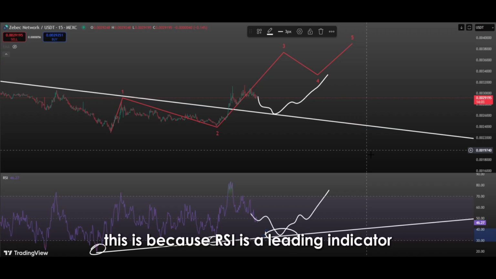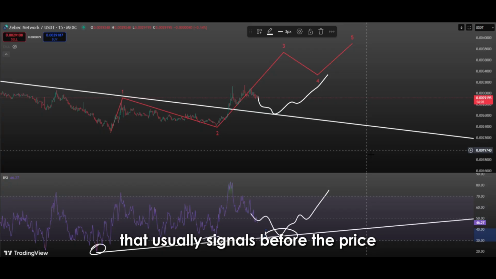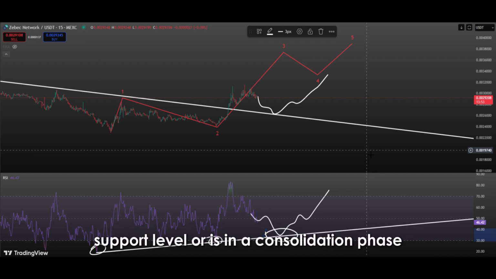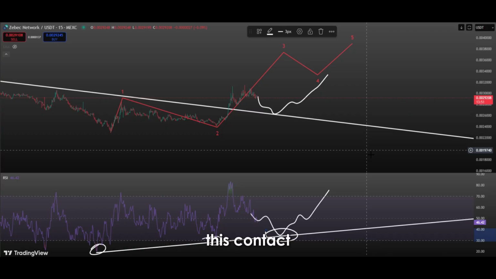This is because RSI is a leading indicator that usually signals before the price. In this context, the RSI's contact with this rising trend line could also mean that the price has touched a technical support level or is in a consolidation phase. This contact often creates a reaction zone for the price and opens up the possibility of the start of a new wave of buying. RSI should not break this trend.